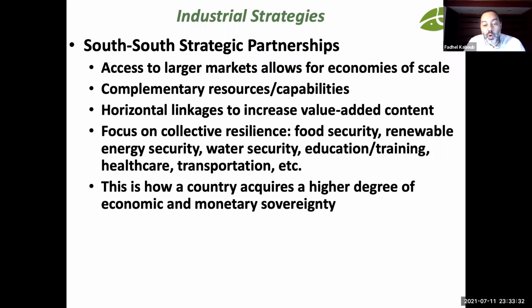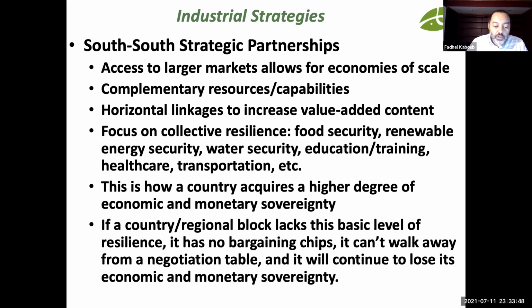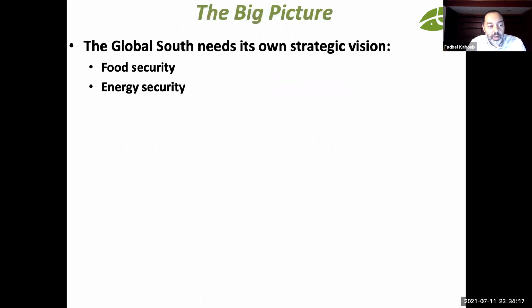So this is how a country acquires a high degree of economic and monetary sovereignty. And for many countries, it's going to be very difficult to achieve it alone. You have to have strategic partners, primarily in the global south. And if a country or a regional bloc lacks this basic level of resilience, it has no bargaining chips. It can't walk away from a negotiation table, and it will continue to lose its economic and monetary sovereignty over time. Because the more resilience you have collectively within this bloc, the more you can afford to bargain, and the more strategic your cooperation will be, even with the global north. So that is really the framework.